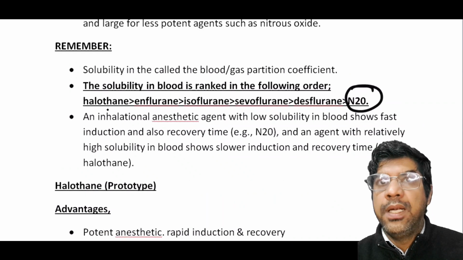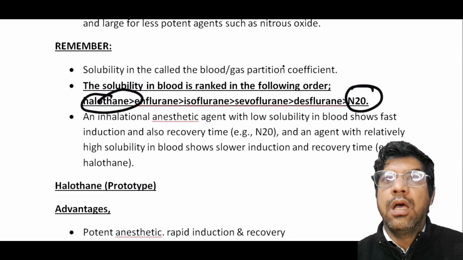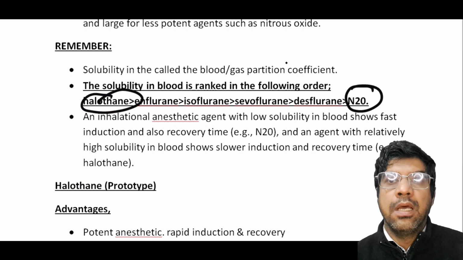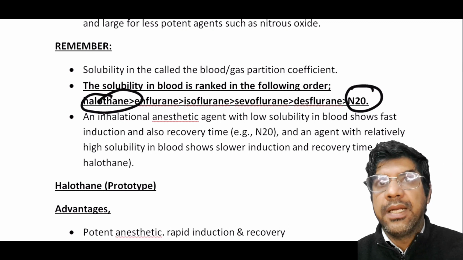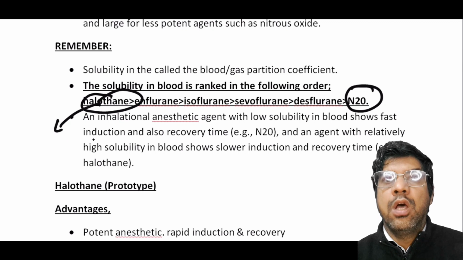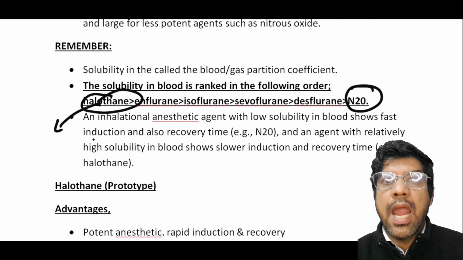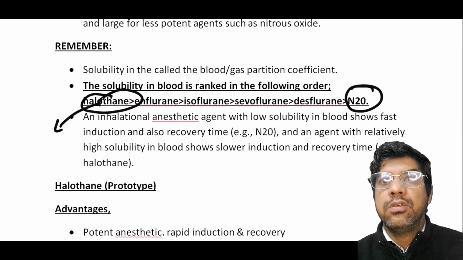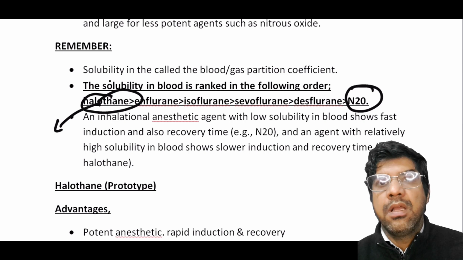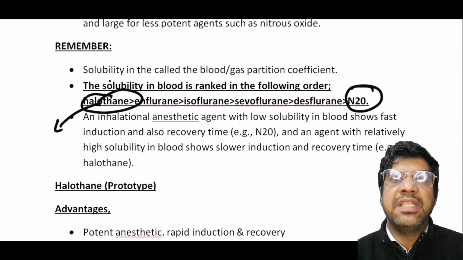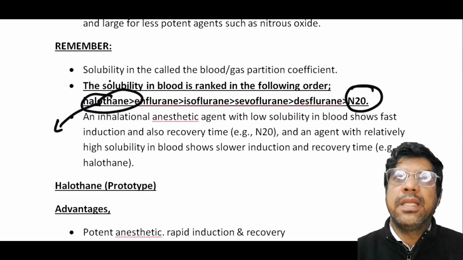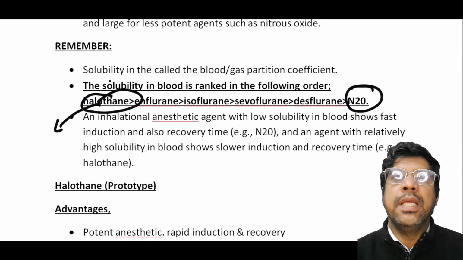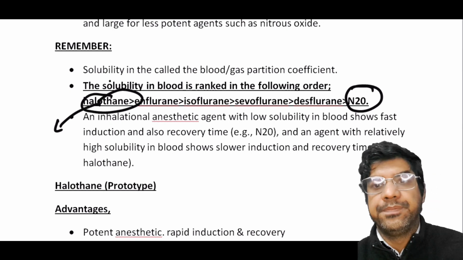Whereas high solubility, like with halothane, means that the anesthetic dissolves more in the blood. So it will take longer to kick in and also longer to leave the body. So in simpler words, MAC helps to know how much anesthesia is needed, and the blood gas partition coefficient helps to understand how quickly the anesthesia will take effect and wear off during general anesthesia.